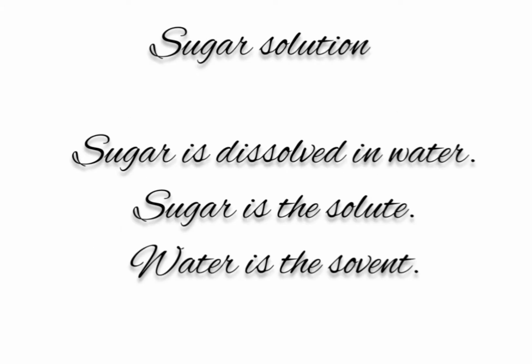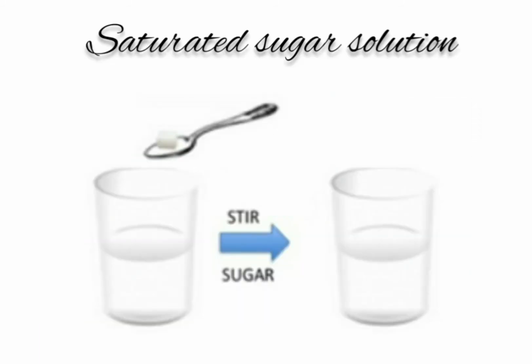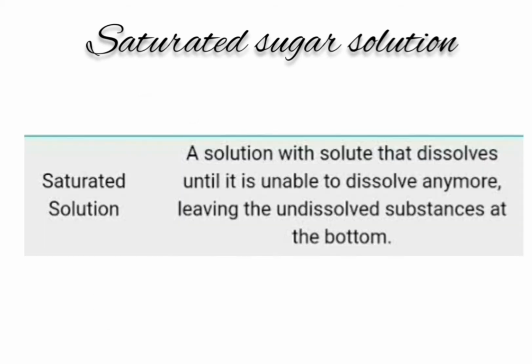Let us first prepare a sugar solution. So for this we need sugar and water. If you dissolve sugar in some amount of water, the sugar will completely dissolve and it will form a sugar solution. Now how do we prepare a saturated solution? Saturated solution is a solution in which no more solute can be added.